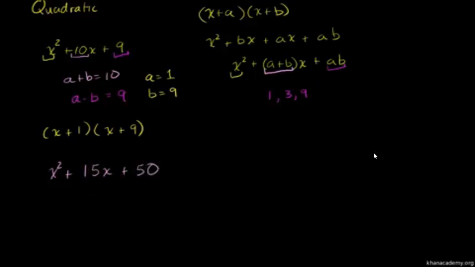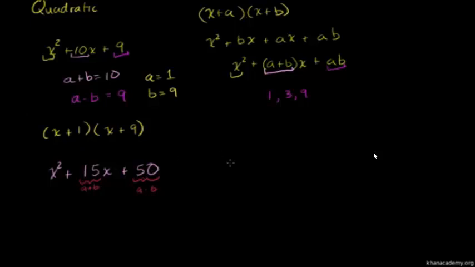Well, same drill. We have an x squared term. We have a first degree term. This right here should be the sum of two numbers. And then the constant term right here should be the product of two numbers. So we need to think of two numbers that when I multiply them, I get 50, and when I add them, I get 15. And this is going to be a bit of an art that you're going to develop, but the more practice you do, you're going to see that it'll start to come naturally.